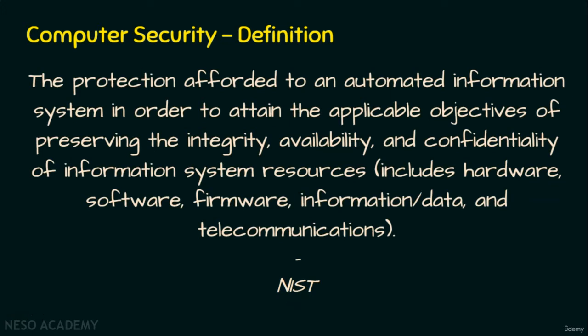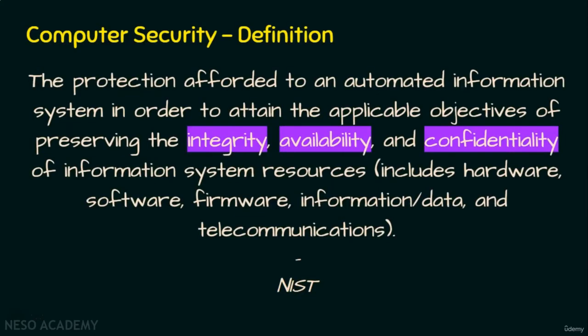I know you will find many key terms in the definition. I will just provide you an easy way to understand this definition. Let's figure out the three important key terms of the definition. Number 1, the integrity. Number 2, the availability. And number 3, confidentiality. If we understand all these three key terms, then the definition will be easy.